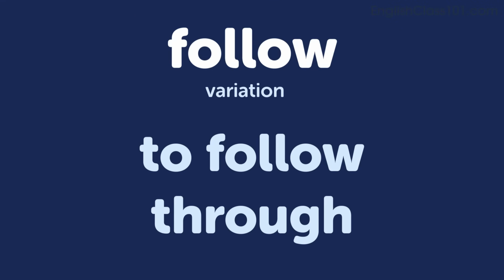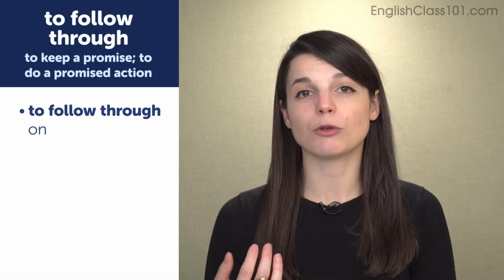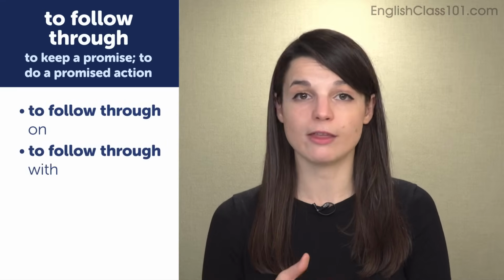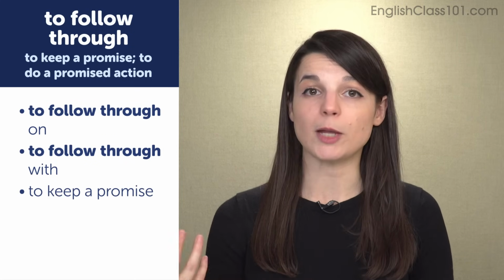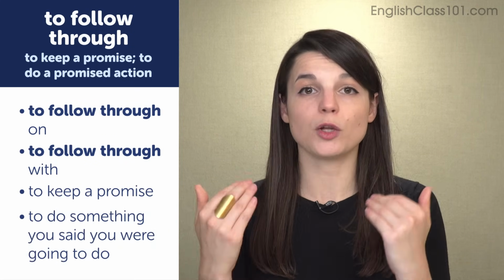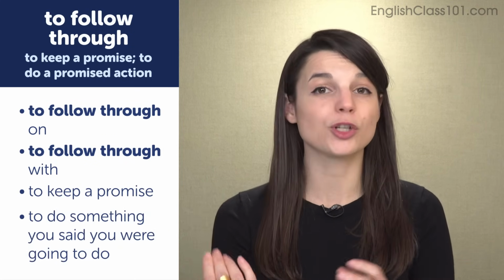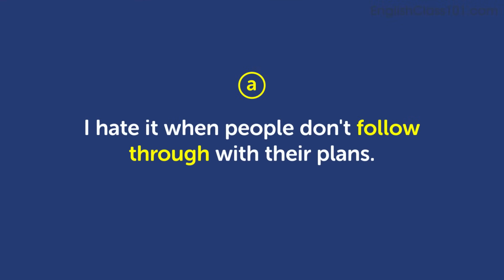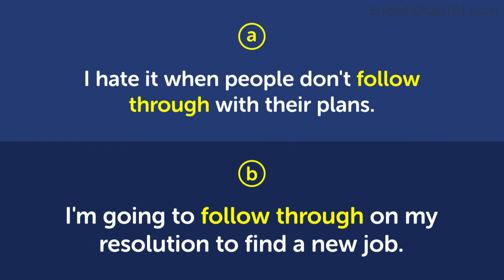The next variation is to follow through. We often use to follow through on or to follow through with something. This means to keep a promise or to do something you said you were going to do. Examples. I hate it when people don't follow through with their plans. That's true. That's called flaking. Okay. Example sentence number 2. I'm going to follow through on my resolution to find a new job.